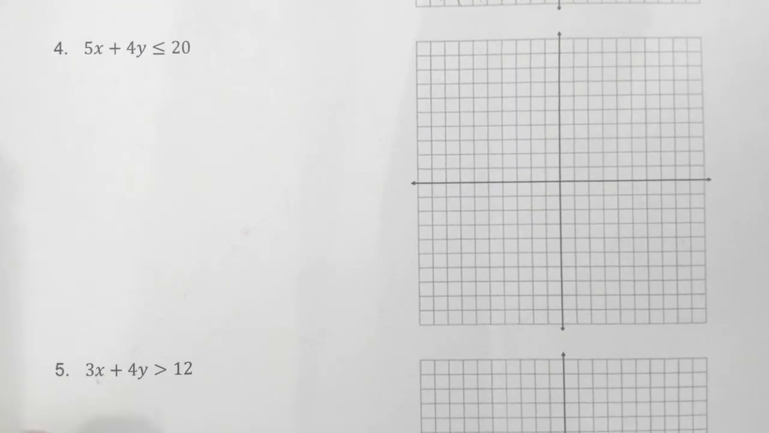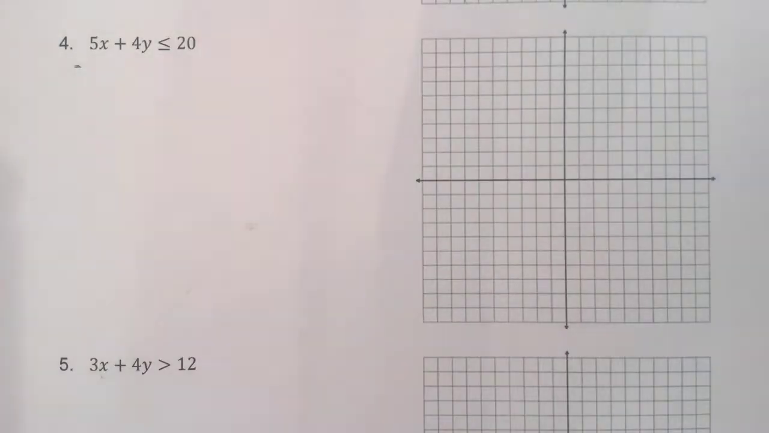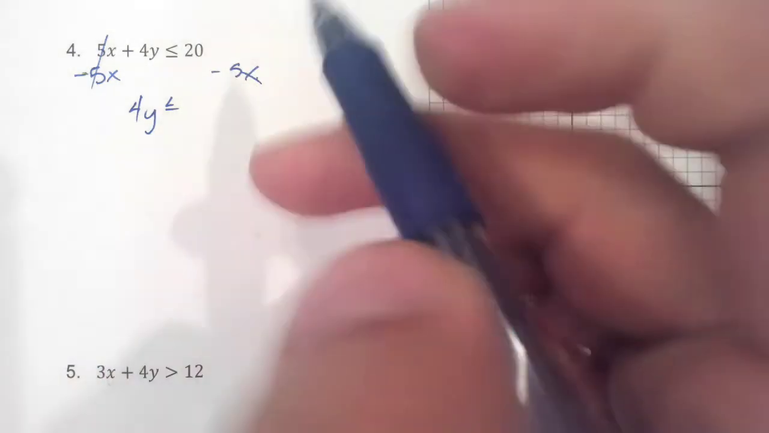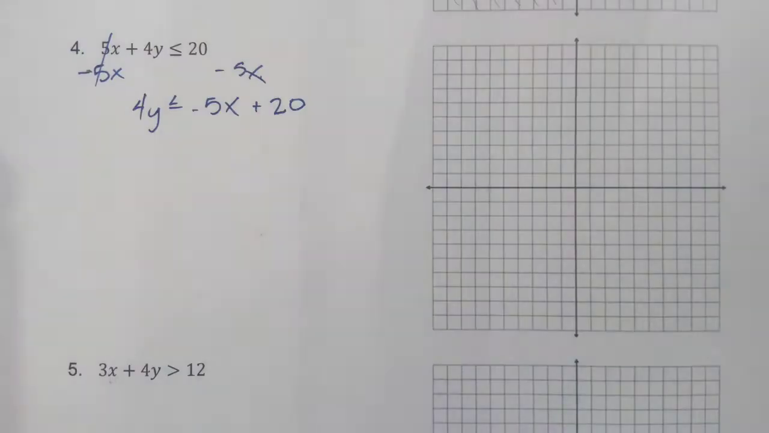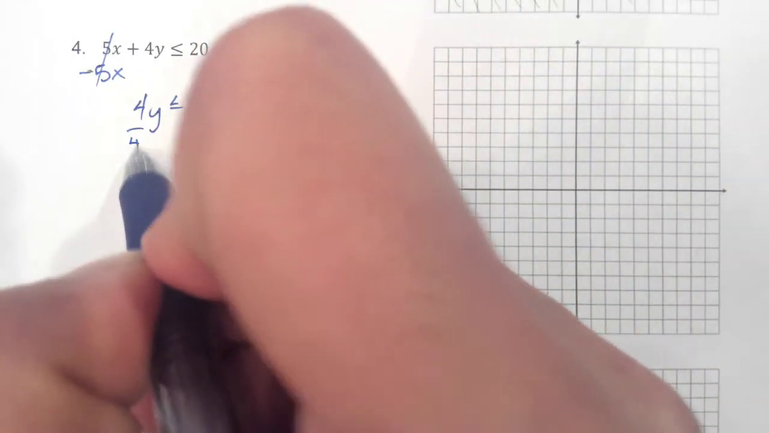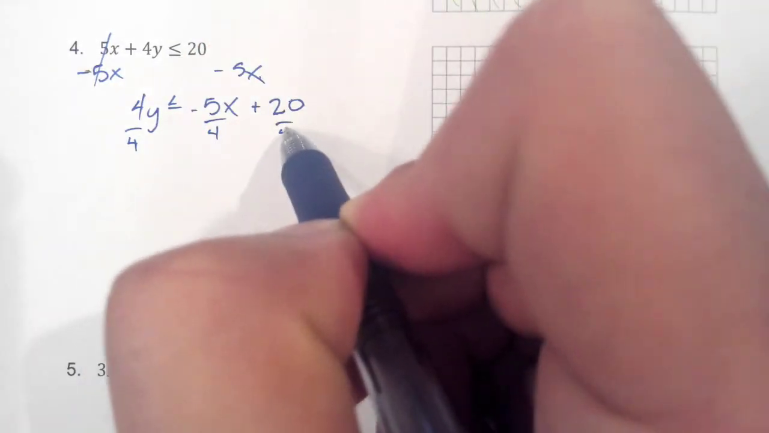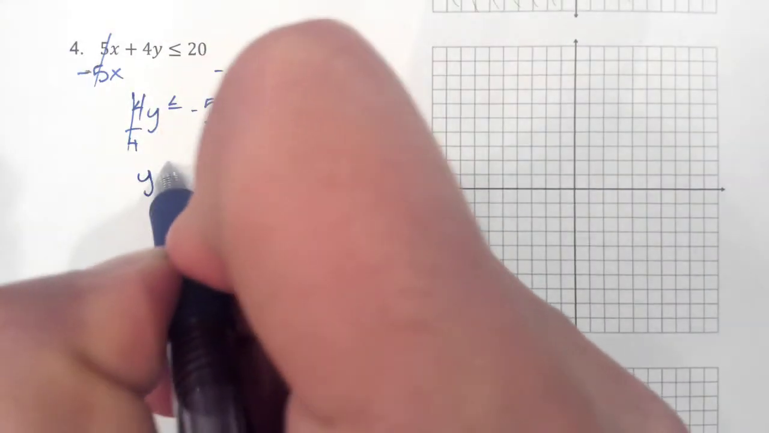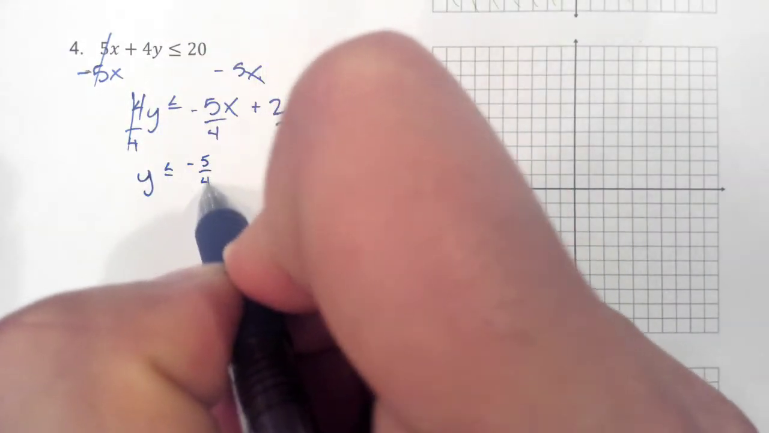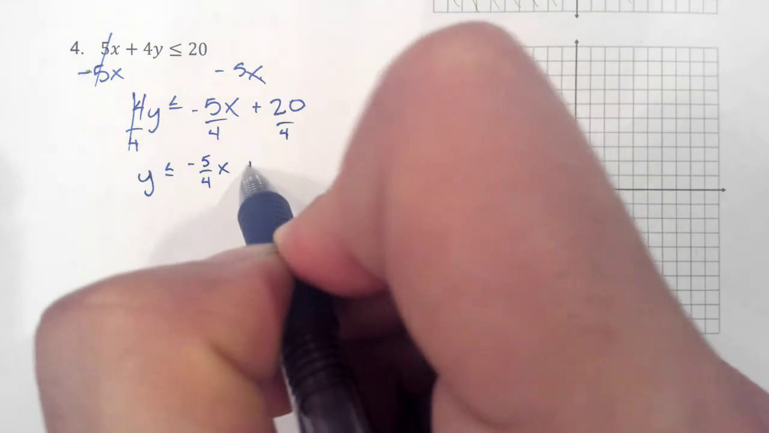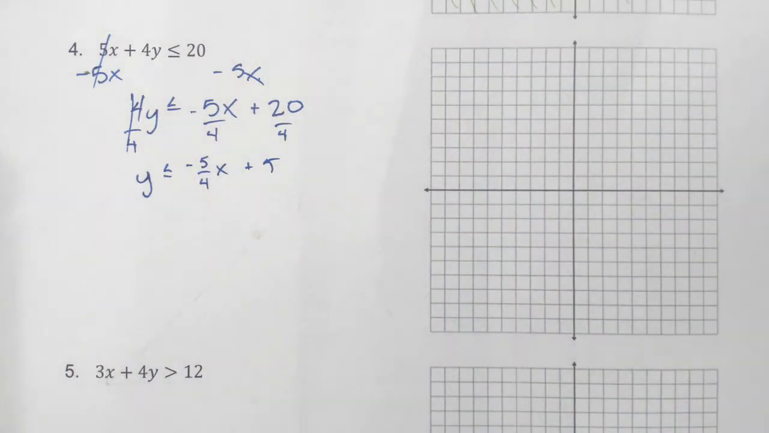Okay, number 4. Again, solve it for y. First, you would subtract 5x from both sides of the inequality. So I would have 4y is less than or equal to, I like the x to come first, that's correct form, so it's going to be negative 5x plus 20. Next, divide by 4, which means everything over here has to be divided by 4 as well. So less than or equal to negative 5/4 x plus 5. Nice and easy to graph.